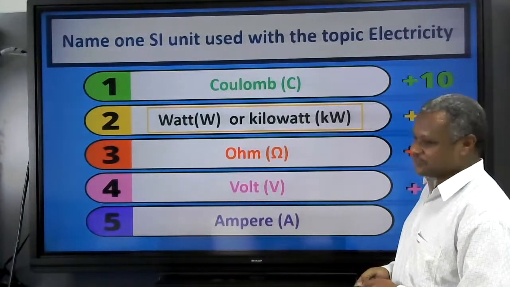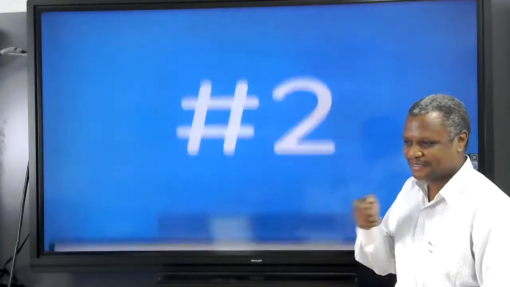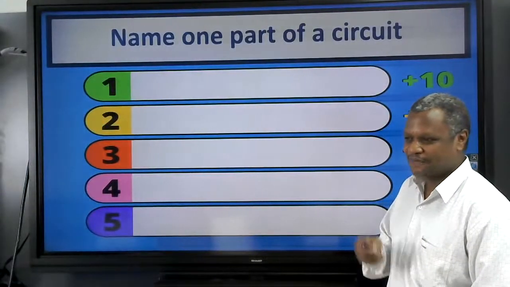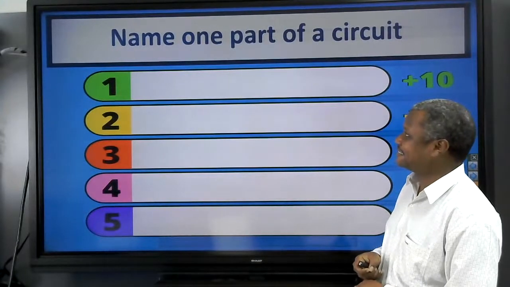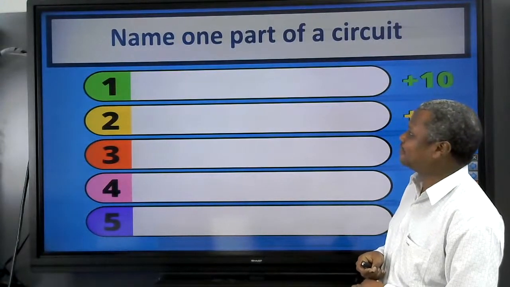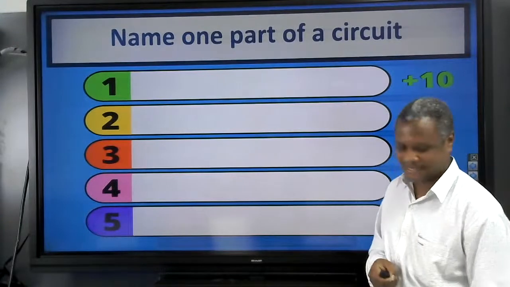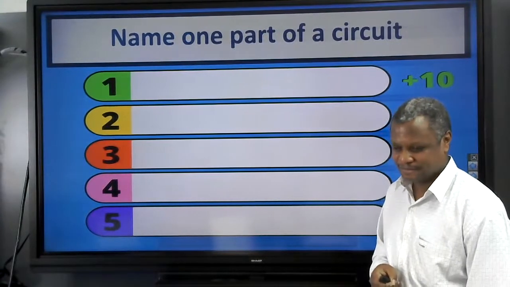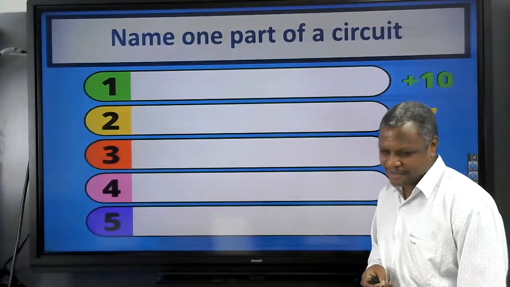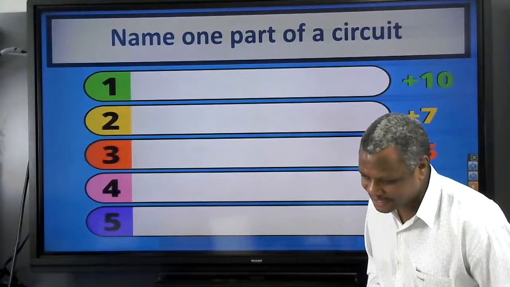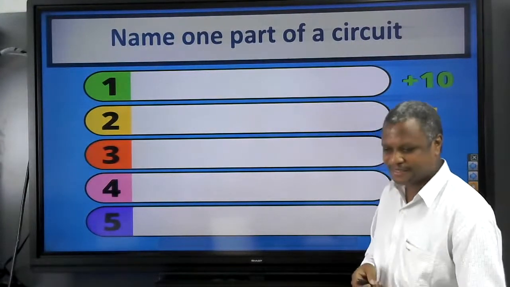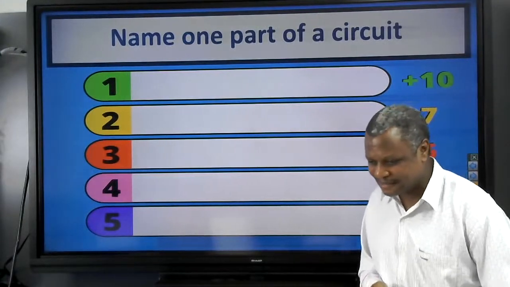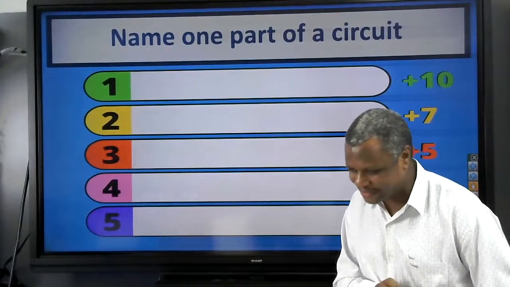Question number two. Ready, steady, go. Name one part of a circuit. Name one part of a circuit. And the answers begin. Room 8, number 4 says battery. Correct. Room 8, number 10, battery. Correct.